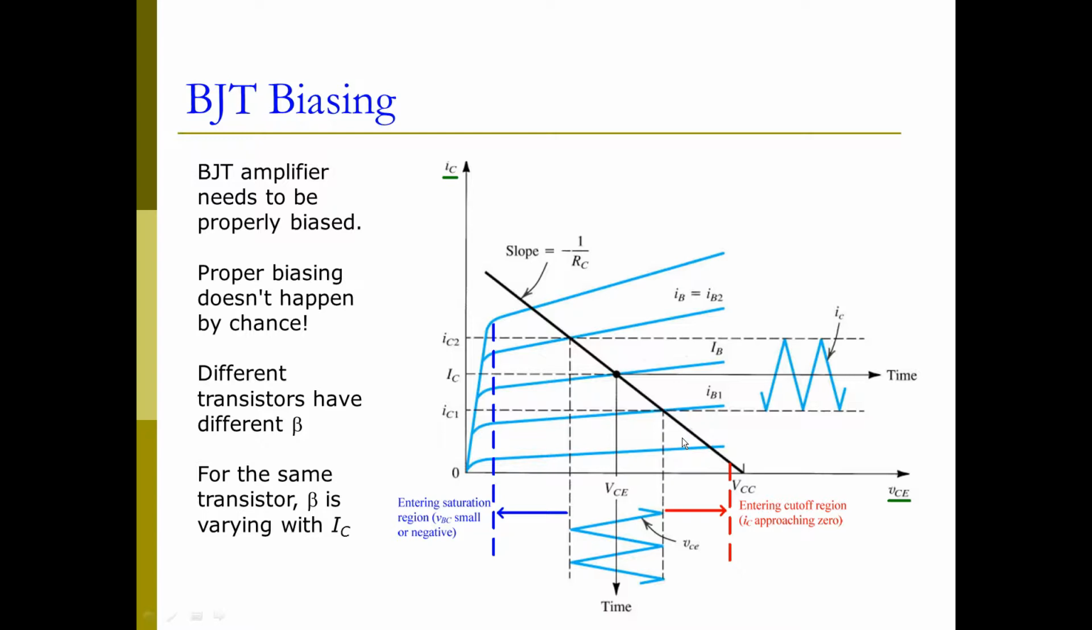However, it is not an easy job to properly bias the transistor, and there are many reasons for that. The transistor might have a different beta value, right? Even for the same transistor, its beta value might change when the current is changing.